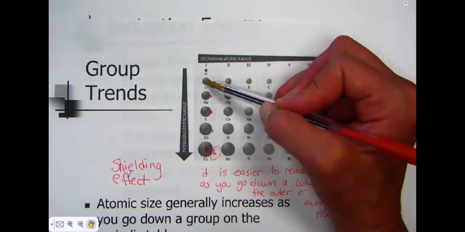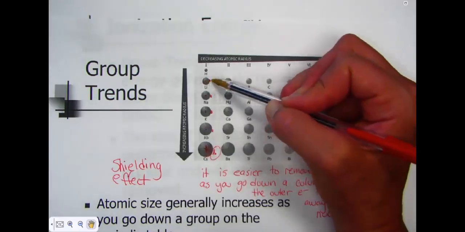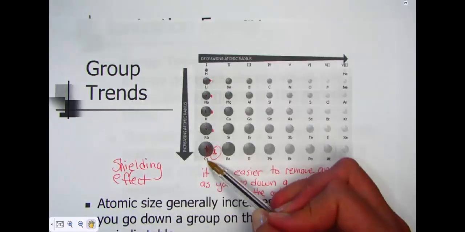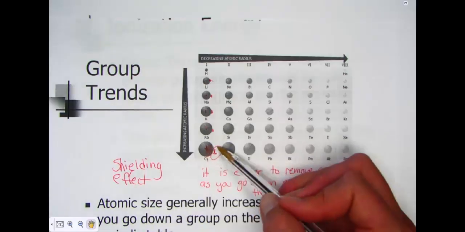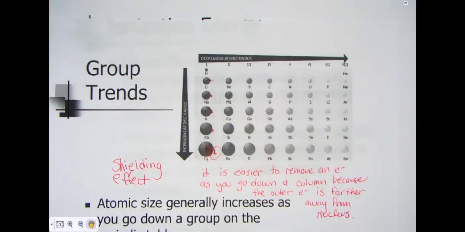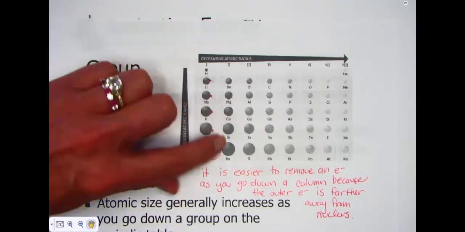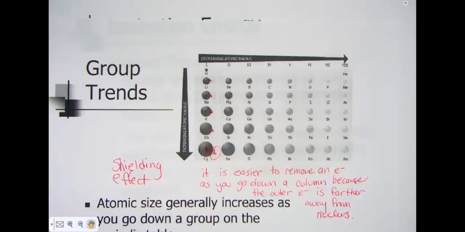Lithium, this outer electron is much closer to the nucleus. It has very low shielding effect. Cesium's outermost electron is much more shielded from the nucleus, therefore easily ripped off. Ionization energy decreases as you go down a group. That's the same for any group. Because the electrons get farther and farther away from the nucleus, they're more shielded from the effective nuclear charge, and therefore are much more readily removed.